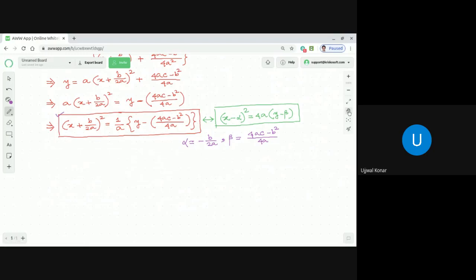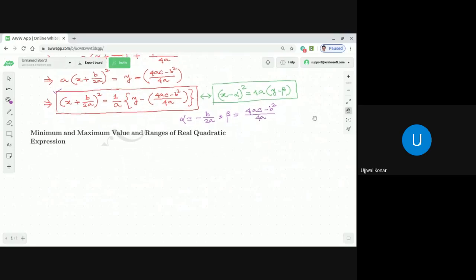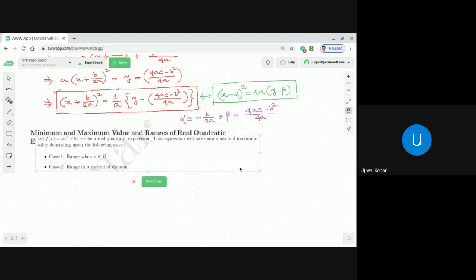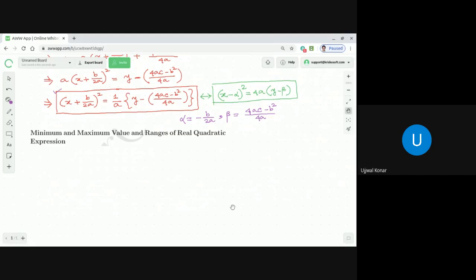So, how it looks like, dear students, the maximum and minimum value and ranges of real quadratic expressions. Let f(x) equal to ax² + bx + c. I wrote y equal to ax² + bx + c, and we know y equal to f(x). So we can write something like this: let f(x) equal to ax² + bx + c be a real quadratic function expression.